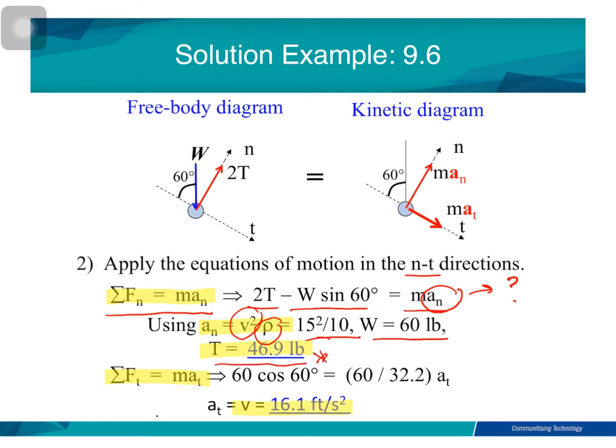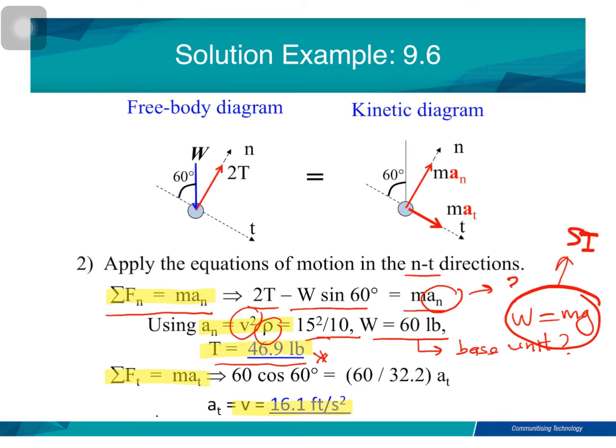Here in FPS units, W is given as a base unit. If it is a base unit, you can directly use it, with no need for W equal to mg. This one is the SI unit case.